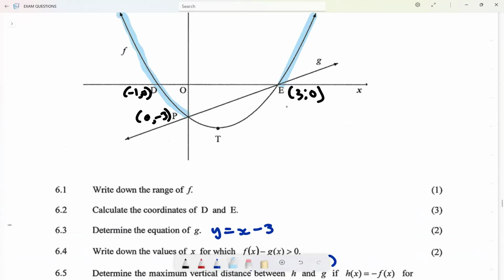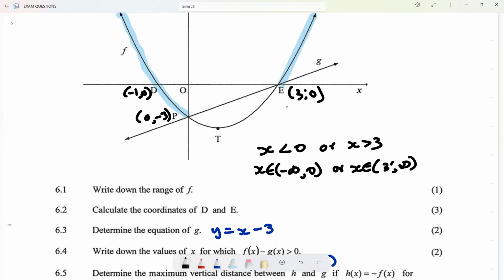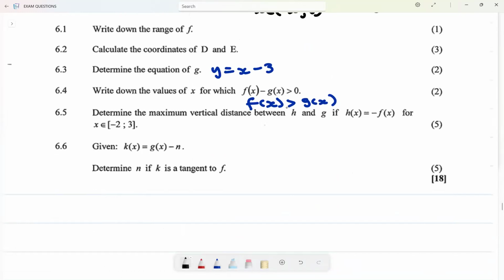So f of x is above g of x on which interval? From this point, the x coordinate here is 0. It means from 0 going towards the left, or someone might write it from negative infinity to 0, or from x greater than 3, or someone might say x is an element from 3 to infinity. Why am I not including it? Because it just says strictly greater than.